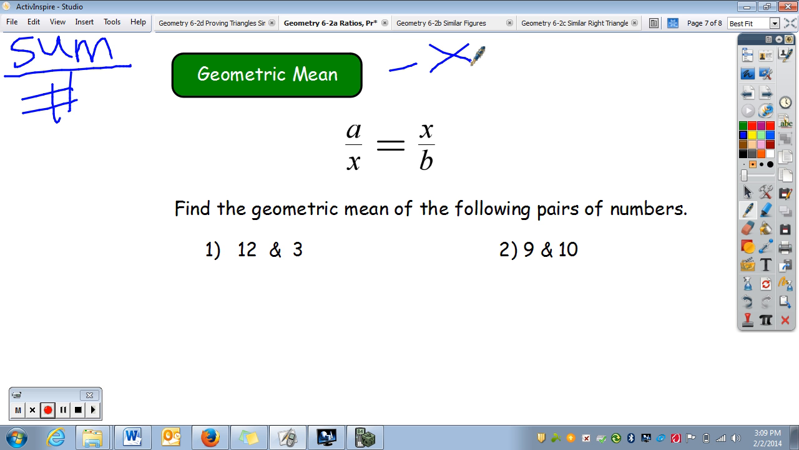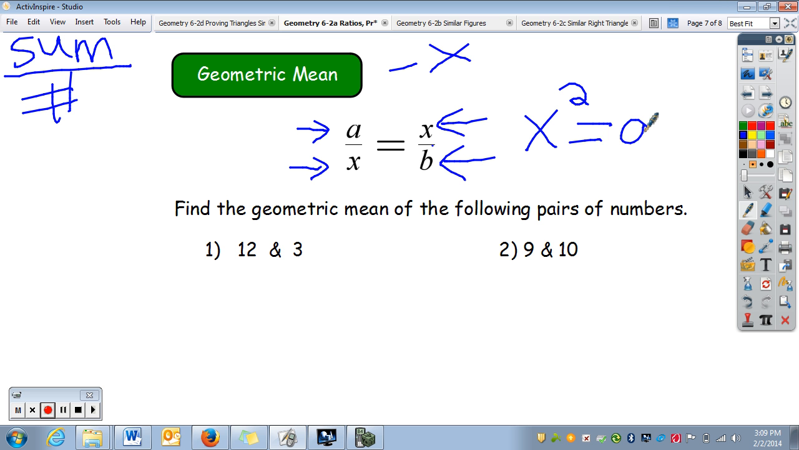So when we're trying to find the geometric mean of two numbers, we put the two numbers in opposite corners of the proportion. Then we put x in the other corners. And then we cross multiply. So you're going to end up getting x squared equals a times b. And then we're going to square root both sides. So let's figure that out.